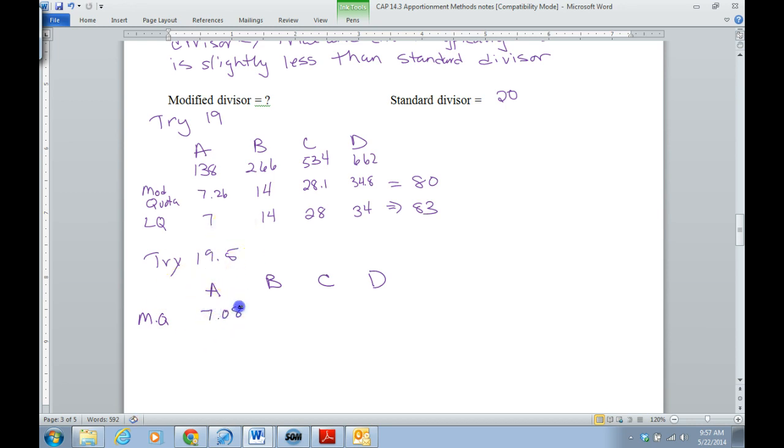You want to use a lower number? No. Higher than 80? No, because we want it to be closer to 80. This is higher than 80, so you have to use actually a higher number, because you're dividing.